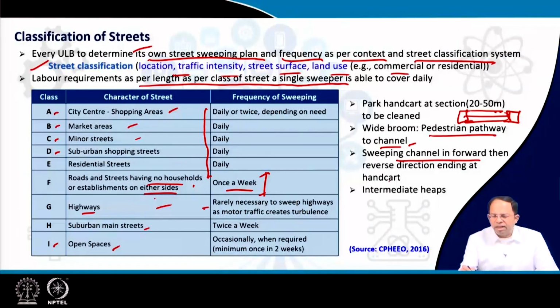In between, if you feel that your wheelbarrow is getting filled, I can just create intermediate heaps at this point, and then a person with a wheelbarrow can come and pick up the garbage. So, either I push the wheelbarrow this way, or we keep on making heaps at intermediate points, and I can pick up the garbage by taking the wheelbarrow there.